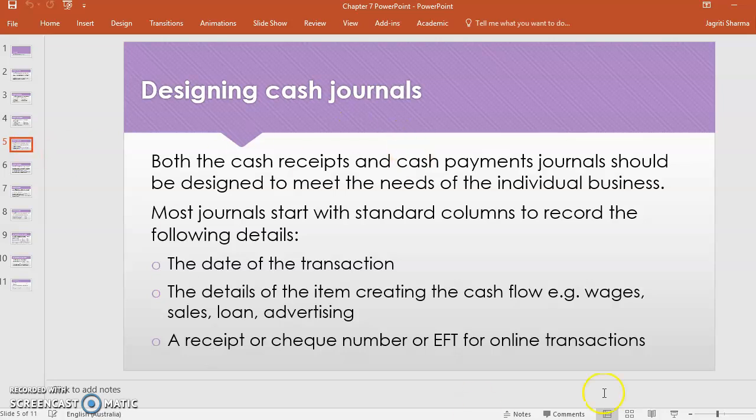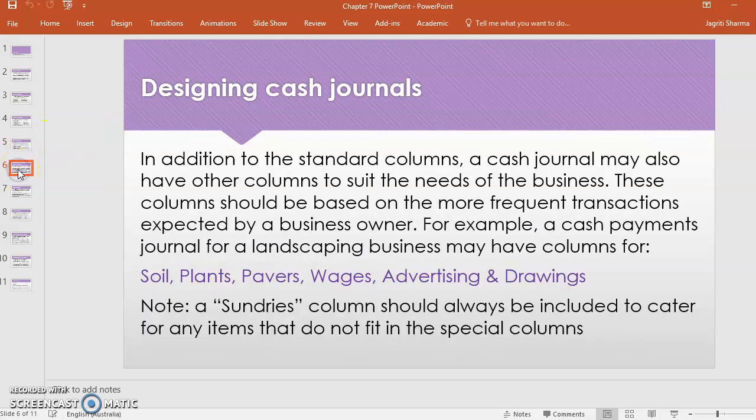Now I'm not going to go through designing cash journals. I might do another video of just a quick example of a couple of questions that you might have. So I'm going to skip this slide for now.